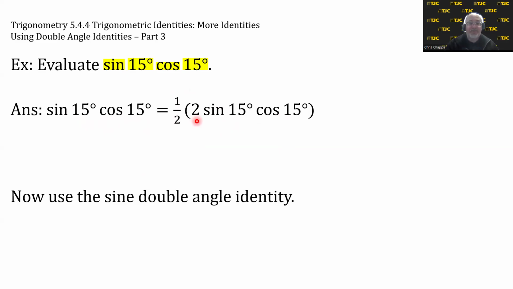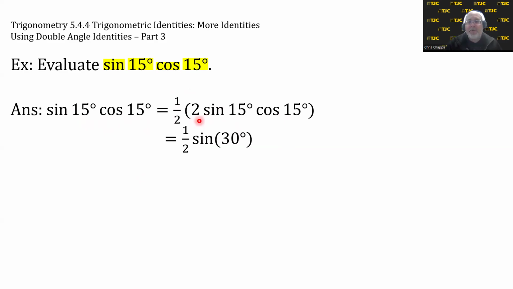which we'll do next. Our sine double angle identity says 2 sine of theta cosine of theta equals sine of 2 theta. Since theta is 15 degrees here, 2 theta is 30 degrees, so we have 1/2 times sine of 30 degrees. But the sine of 30 degrees is 1/2, and 1/2 times 1/2 is 1/4. So fairly straightforward, once you know how to sneak that 2 in there.